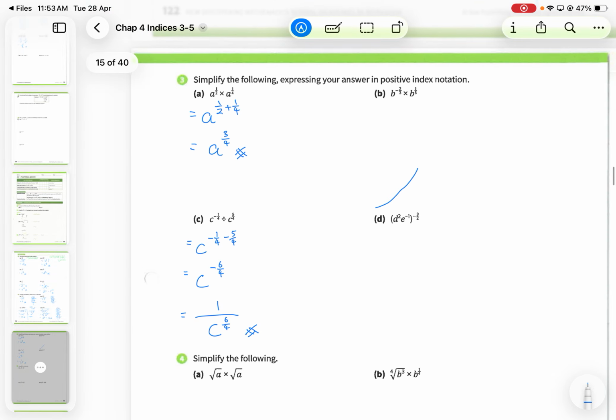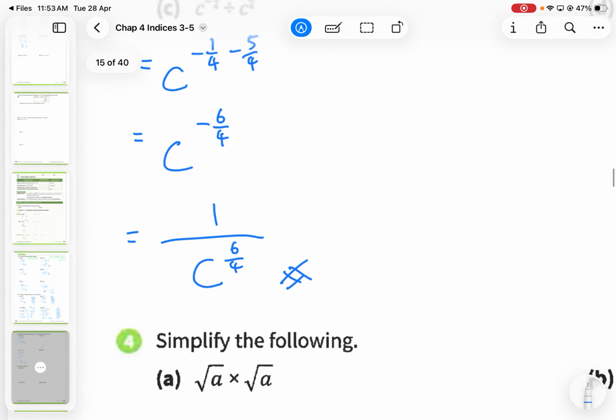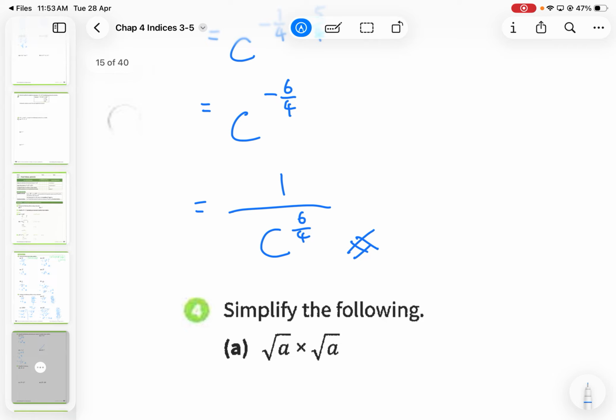This is the simplify already. Sorry, I'm supposed to simplify, correct. It becomes 3 over 2. I forgot. Both can divide by 2. So 1 over c to the power of 3 over 2.